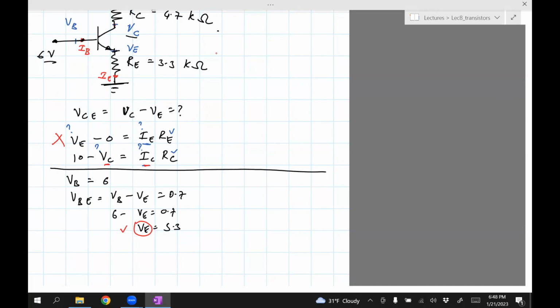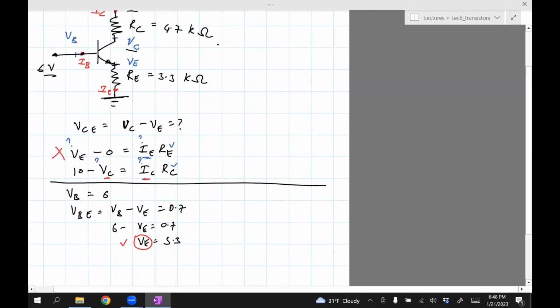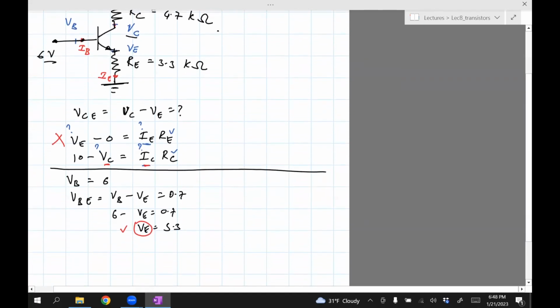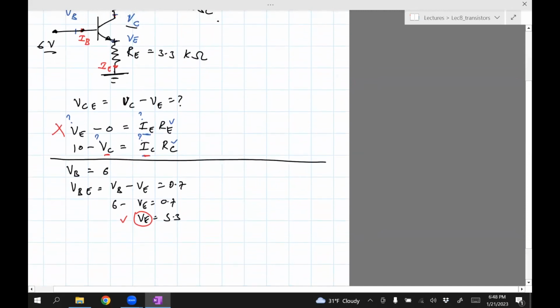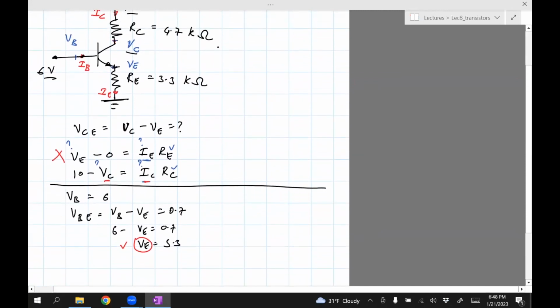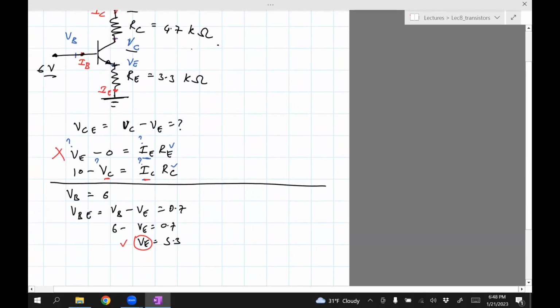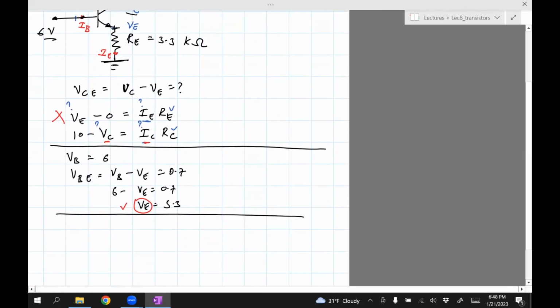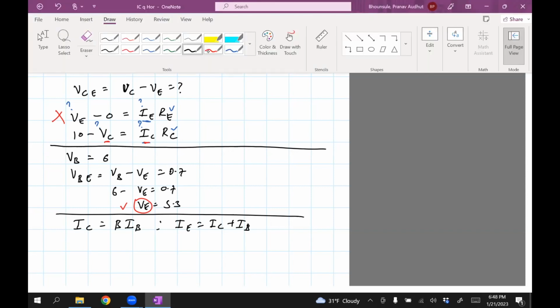So we need another relation between IC and perhaps with something which we know. So let's look at this. We can write IC is beta times IB, and then IE equals IC plus IB. Now these two equations by themselves will not give me IC and IB because I do not know what IE is.